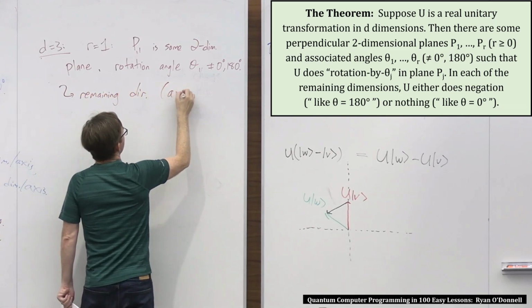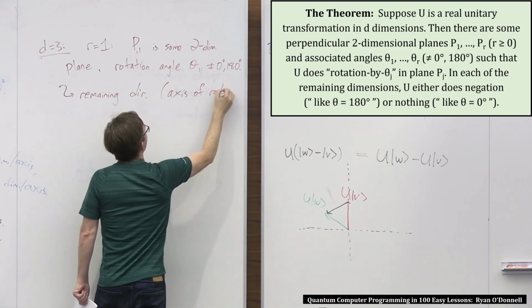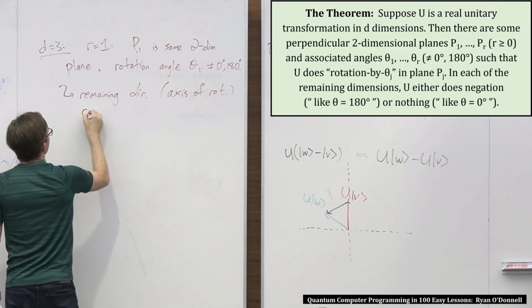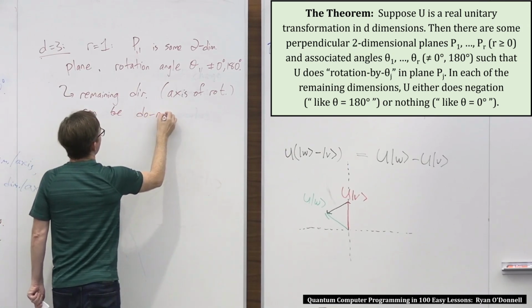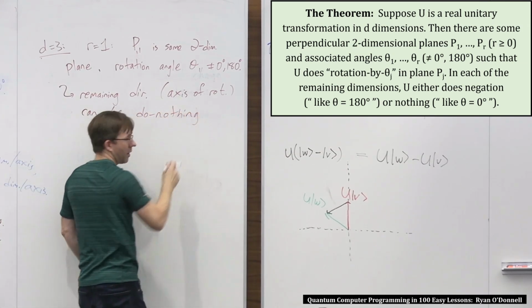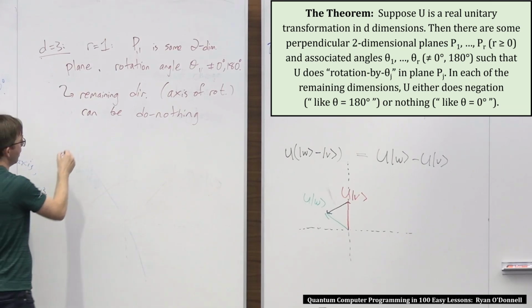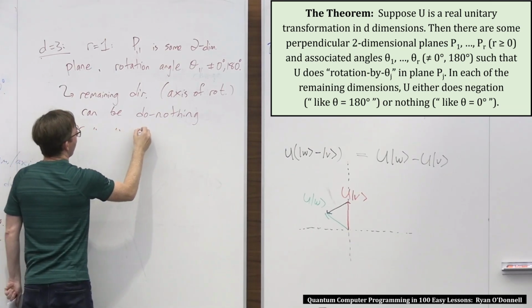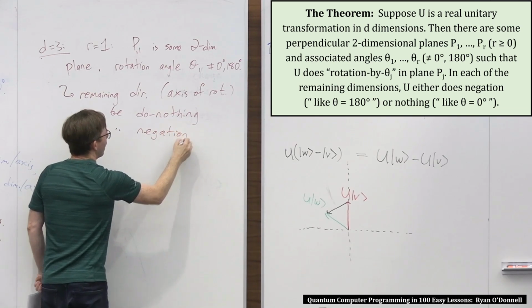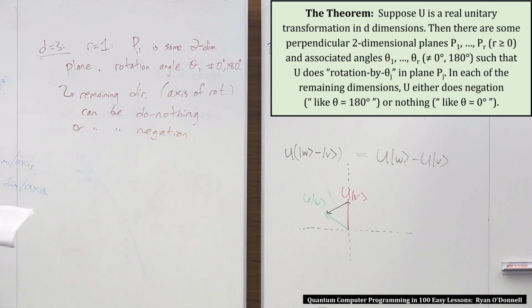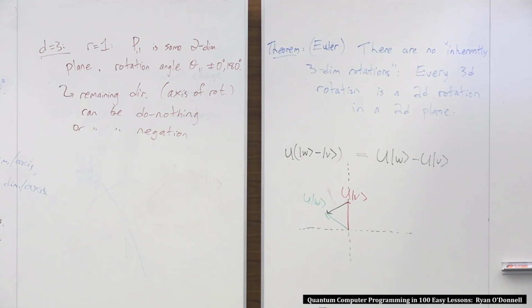In the remaining direction, which is the axis of rotation, we can either do nothing, and that's the regular rotation, or it can be negation. If you negate along this axis of rotation, it can't be done in physical space. You've got to turn the basketball inside out, so it gets reflected through the plane of rotation, which maybe you can imagine, but we can't actually physically do this easily in real life.